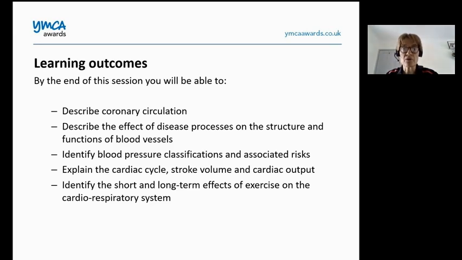Then we're going to move on to another video actually where we're going to be looking at blood pressure. So that one we're going to be looking at blood pressure classifications and associated risks. We're going to be looking at some of the terminology that you need to know, including the cardiac cycle, stroke volume, and cardiac output. And we're going to be identifying the short and long-term effects of exercise on the cardiorespiratory system. So this video is just for the first couple of those learning outcomes.